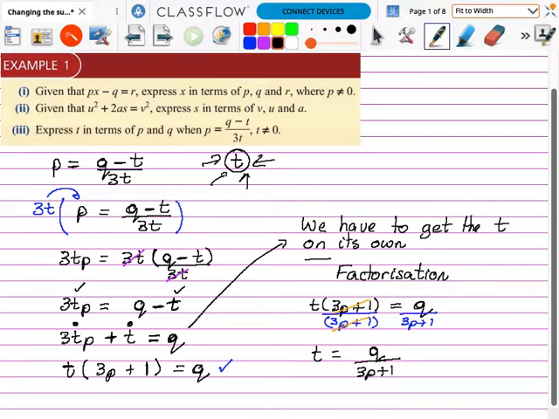Now, this is not a partial fraction. You can't put q over 3p and q over 1. You can only do partial fractions when there's a single letter on the bottom. And that's what happened in the other two examples. Here we haven't got a single item on the bottom. We've got two items, a 3p and a +1. So that can't be simplified any further. That is it. And that's the end of example 1. And that's the hardest question there.